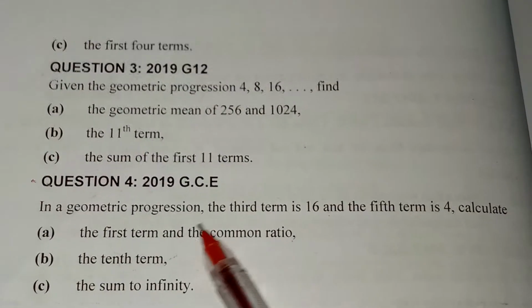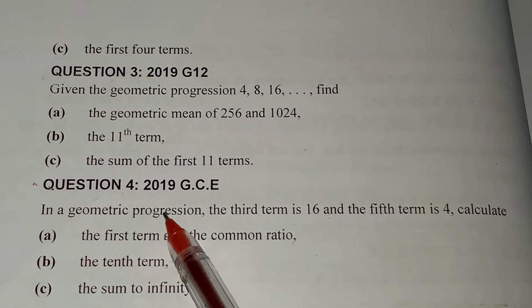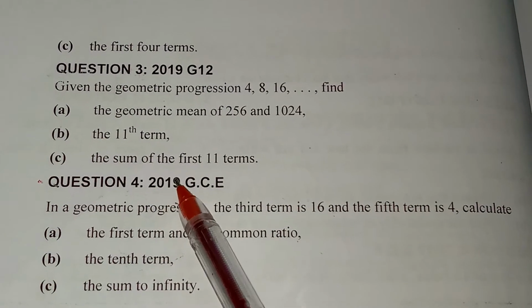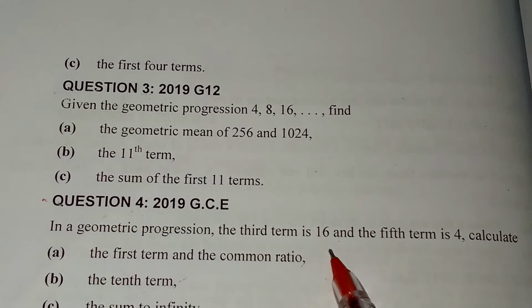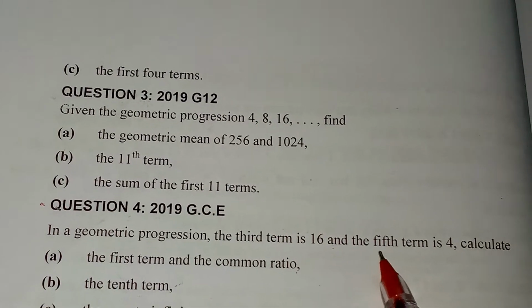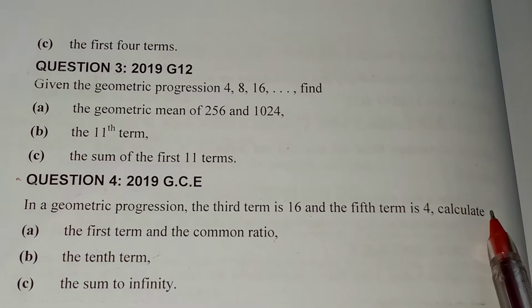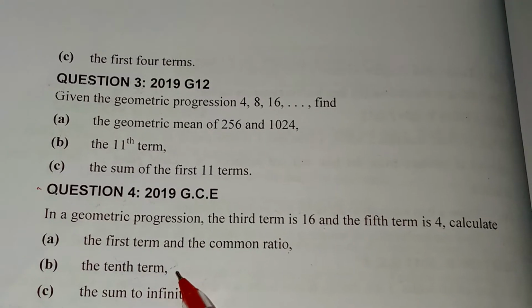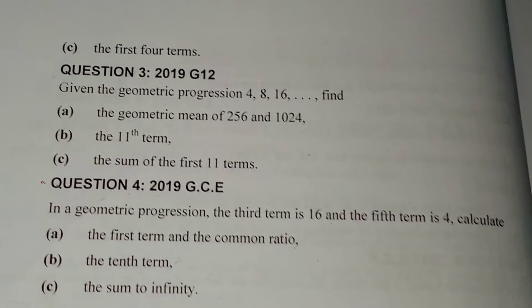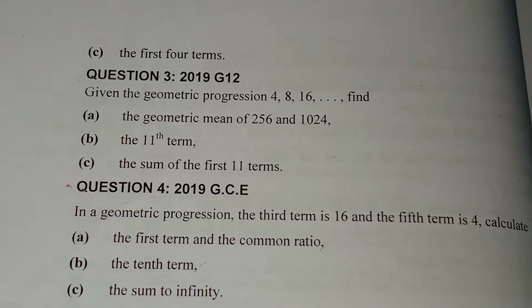Today I would love to give the solutions to the question which came on GP in 2019 GCE, which is saying in a geometric progression the third term is 16 and the fifth term is 4. Calculate the first term, the common ratio, the 10th term, and the sum to infinity. So we'll start with the first question, which is A.